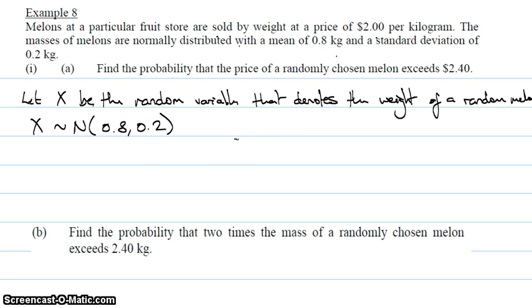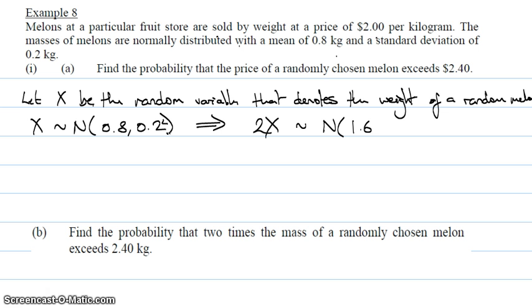So what can we say about the mean and standard deviation of the price then? Or rather, what random variable represents the price? Well, for every kilogram that I have in my melon, I charge $2. So 2X will represent the cost of each melon. This is the random variable that represents the cost of the melons, 2X, and it is going to be normally distributed with mean of 1.6. I'm sorry, that should be a 0.2 squared.